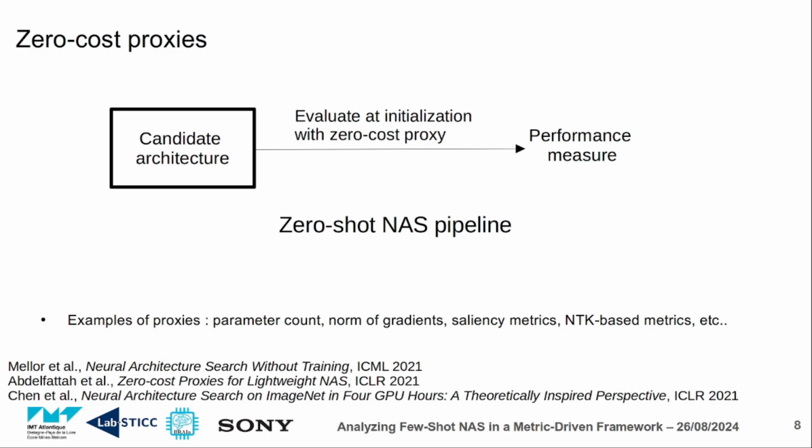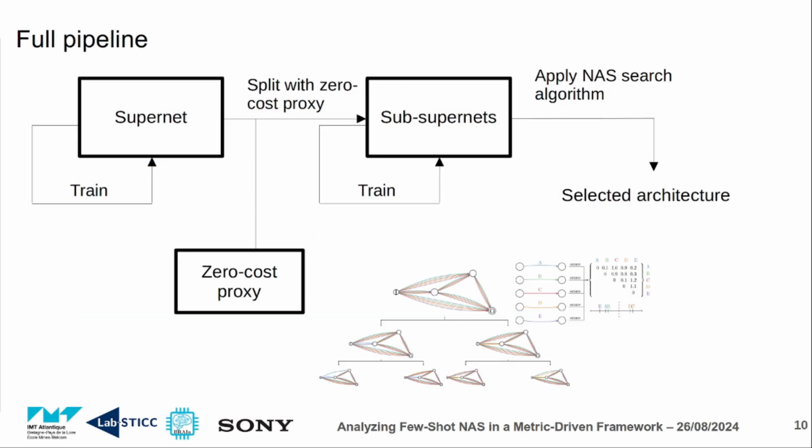Zero-cost proxies have attracted a lot of attention recently in the NAS community as low-cost estimators for network performance. Various proxies have been proposed in recent times. A simple one counts the number of parameters in the network, while others leverage metrics from the pruning literature or take advantage of the neural tangent kernel. We leverage the representational power of zero-cost proxies to obtain the full pipeline of our method.